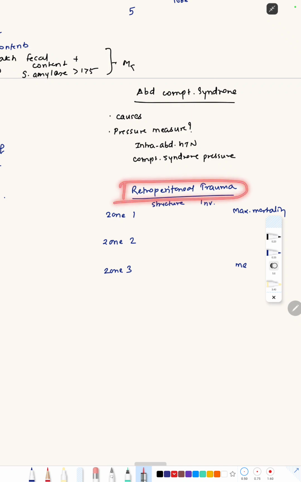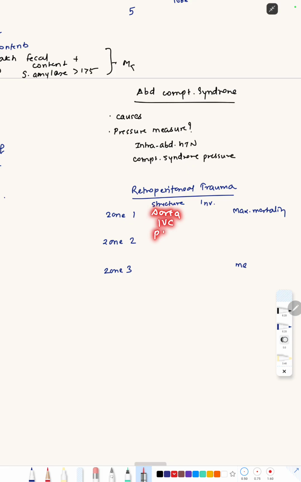Then retroperitoneal trauma is divided into 3 zones, zone 1, 2 and 3. Zone 1 is associated with maximum mortality, zone 3 is most common. In zone 1, what are the structures? It can consist of the aorta, the IVC and the head of pancreas. The investigation that is done is angiogram, in unstable patients. Then zone 2 consists of the kidney, the ureter and the renal blood vessels. The investigation done is single shot IV urogram in unstable patients. In stable patients, we can go for CECT. And zone 3, which is the most commonly affected, involves the pelvic structures.